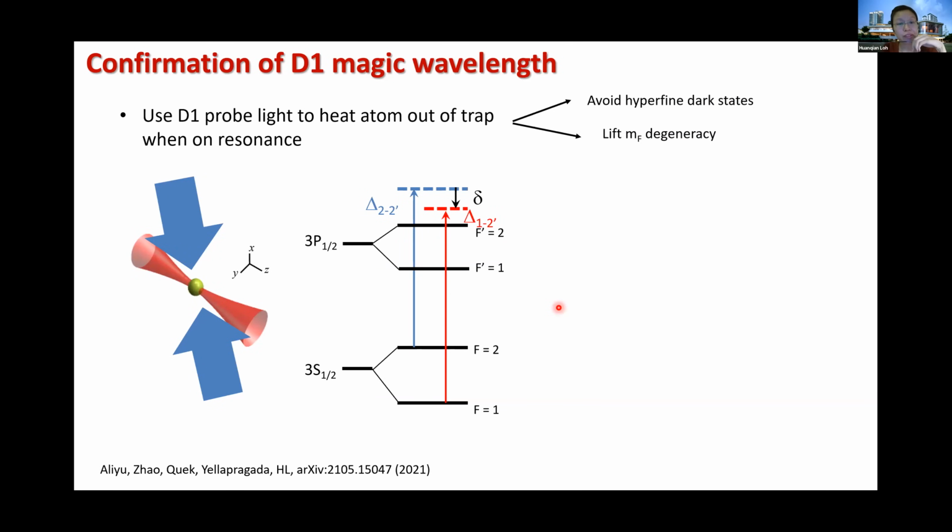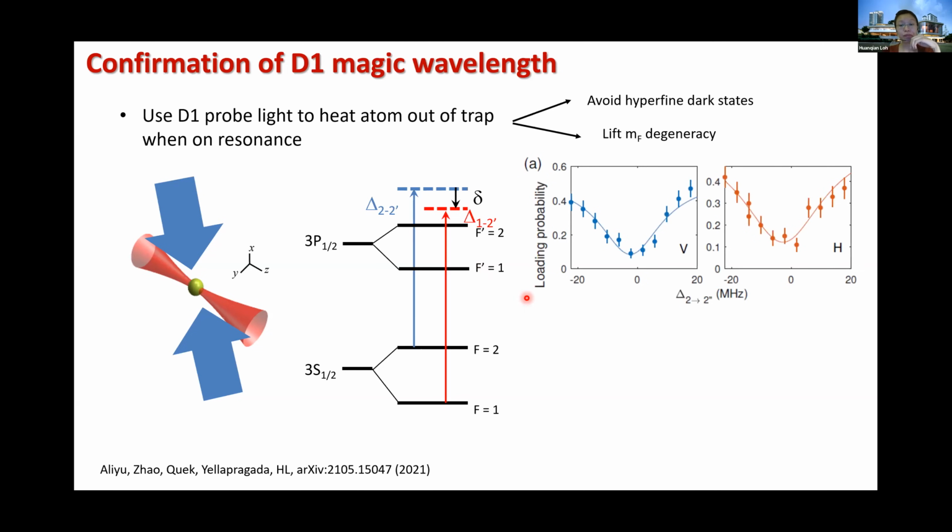So with this, the first thing we do is to actually experimentally confirm where the D1 magic wavelength lies by basically measuring the differential light shift between the excited state and the ground state. To do so, we use a probe light tuned to the D1 resonance to try to heat the atom out of the trap. And because we are working with the D1 line, we have to be very careful to avoid dark states. So this means avoiding hyperfine dark states, which we do by breaking the Raman detuning, by choosing some non-zero Raman detuning. And we also break the degeneracy between different Zeeman states simply by applying a magnetic field.